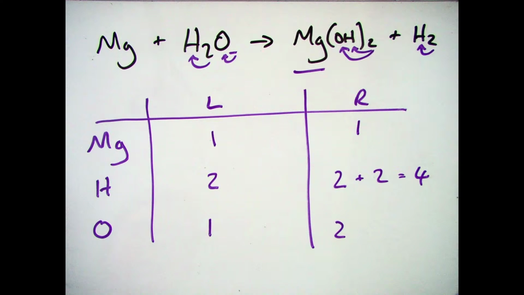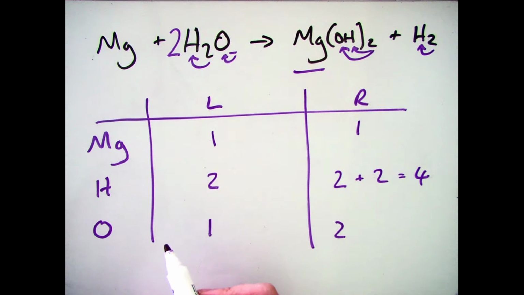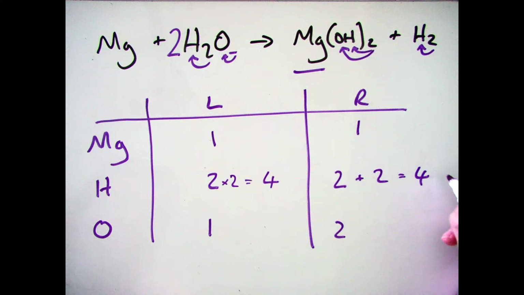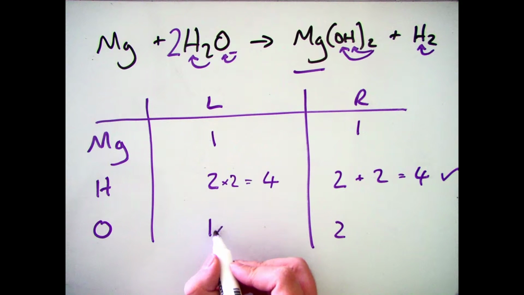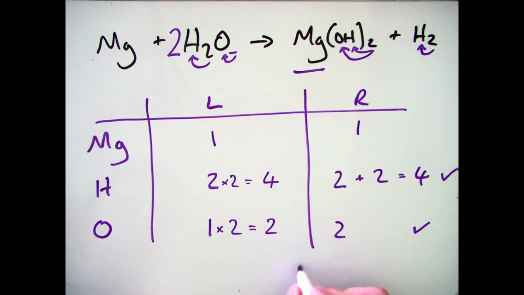So the next thing you need to do is figure out how to balance it. I've got 2 hydrogens, I need 4, I've got 1 oxygen, I need 2. So in this case it's simply a case of finding the one that's got both those in and doubling it. If I double the H2O, I get 4 hydrogens, I've doubled my number of oxygen, so I get 2, so therefore it is balanced.